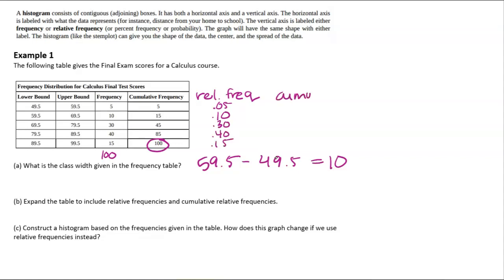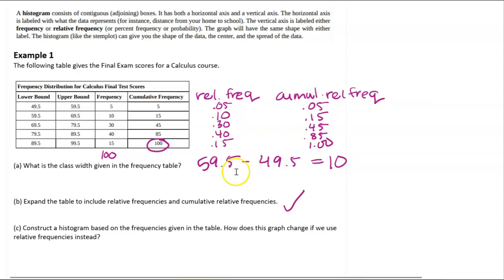And then let's do cumulative. Right, so 5%, 15%. When I add here, I get 45%, 85%, and then 100%. So that's our expansion.